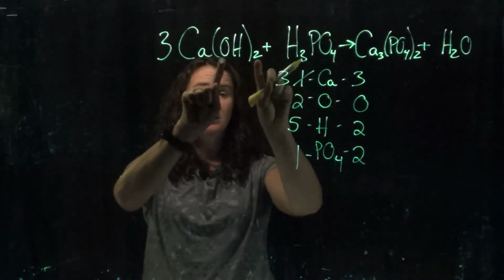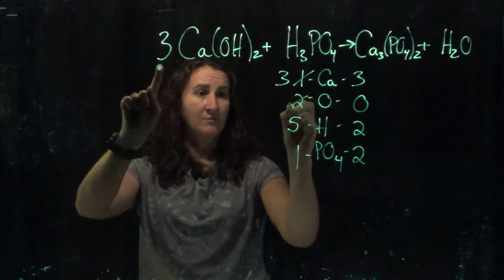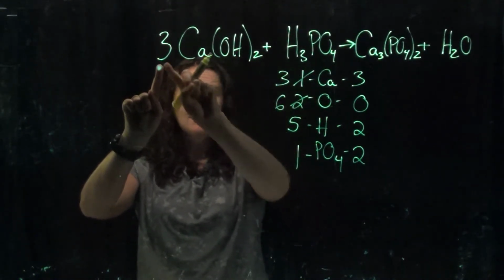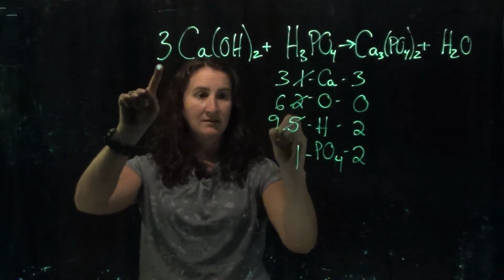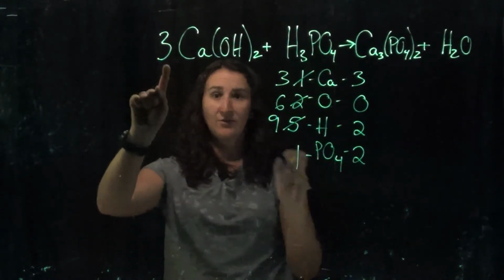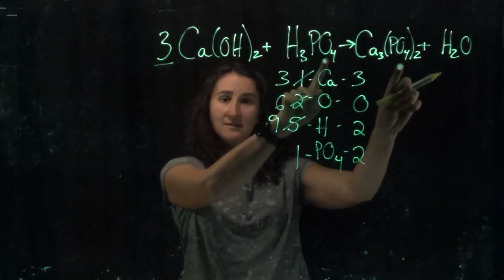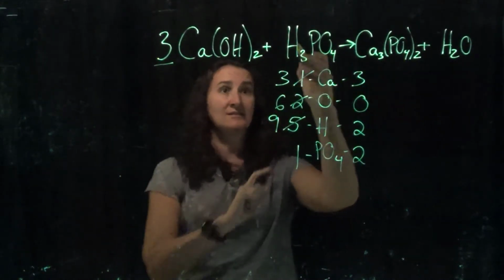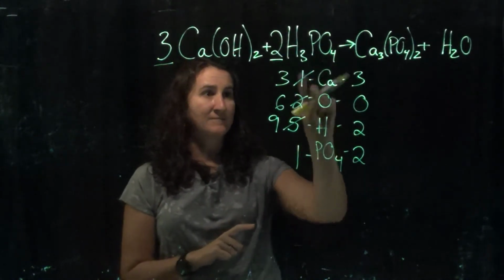Oxygen: 2 oxygens times 3 gives me 6. 2 hydrogens times 3 gives me 6, but don't forget your other 3, so that gives me 9. Now, my phosphates, they were not affected by placing a 3 in front of calcium hydroxide. Are my phosphates balanced? No, so do that next. So let's balance those by putting a 2 in front of phosphoric acid.